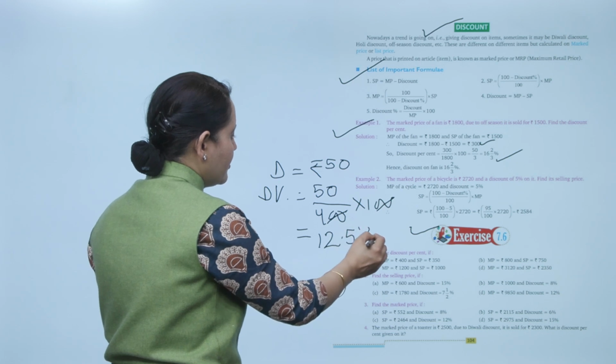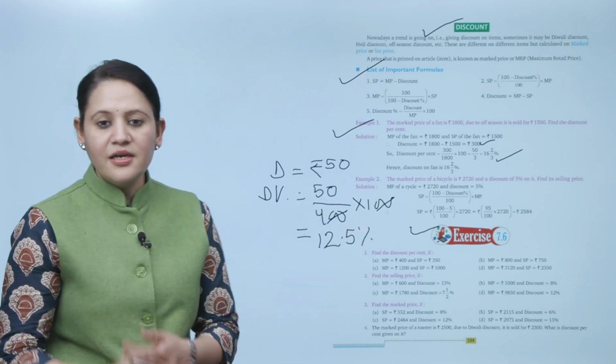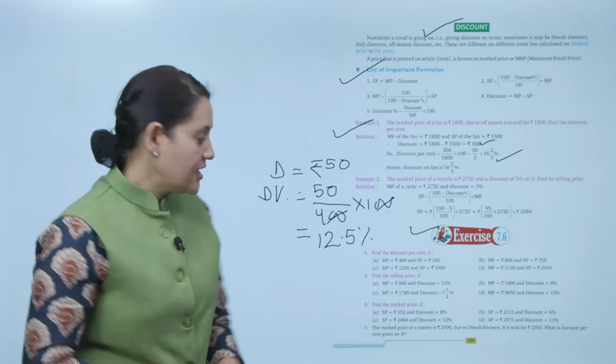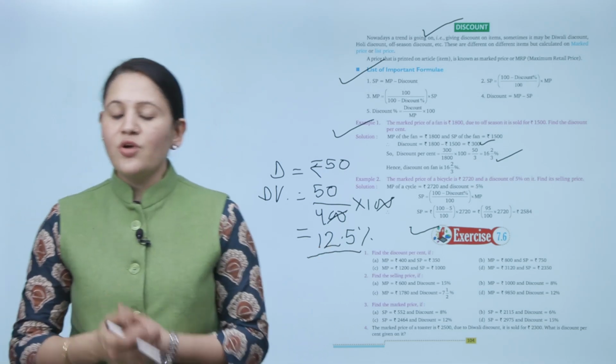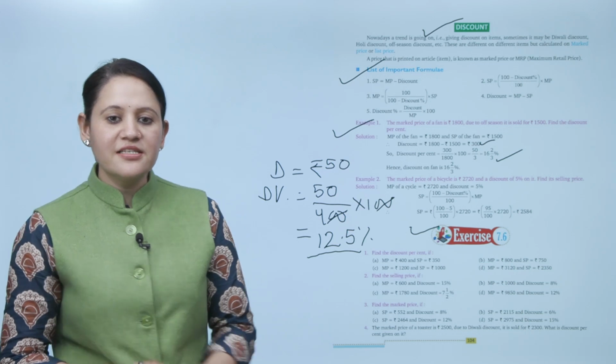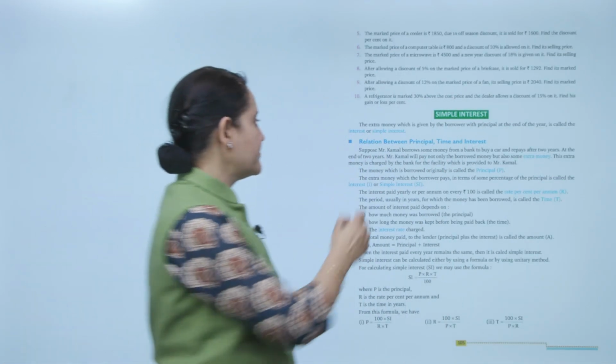12.5%. Clear? So this is the discount percentage. So you have to practice all the questions of this exercise. Next is simple interest.